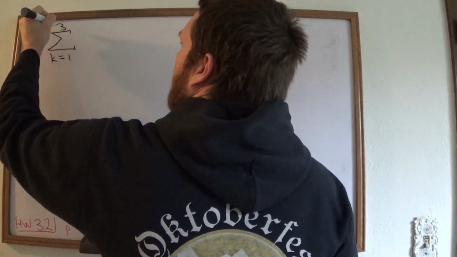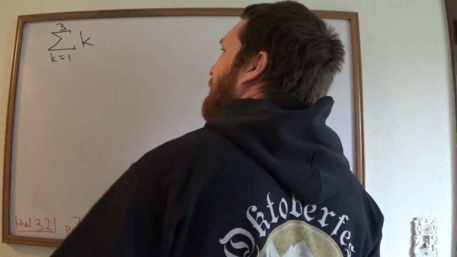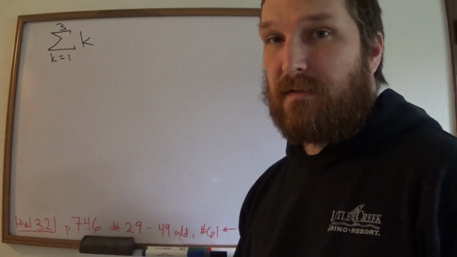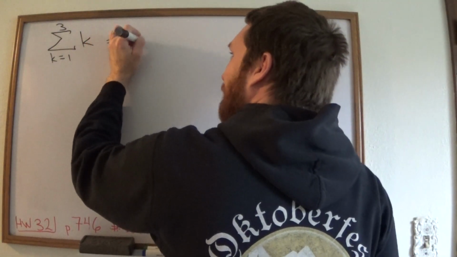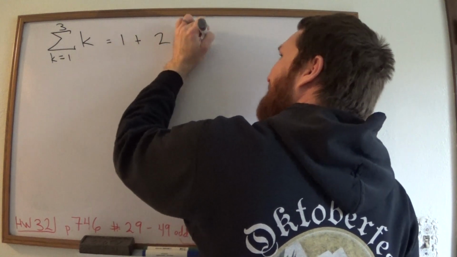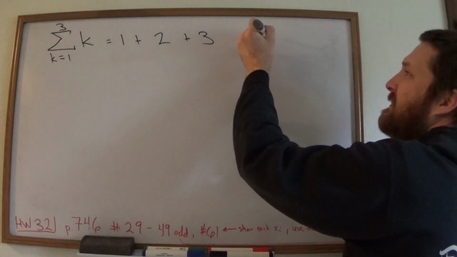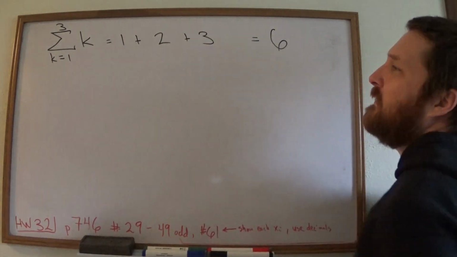k goes from 1 up to, let's just start with 3, of what? How about k? Pause the video, write this out, tell me what it is. You should have gotten 1 plus 2 plus 3, which is 3 plus 3, okay, that should be 6.